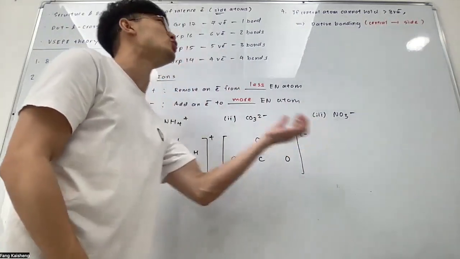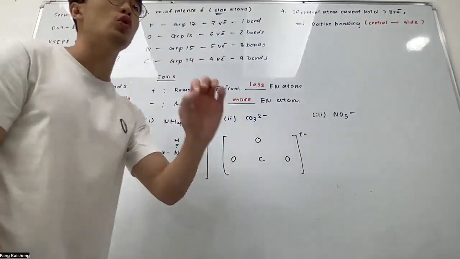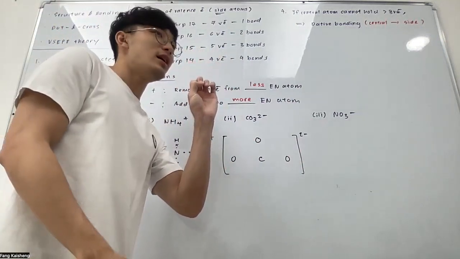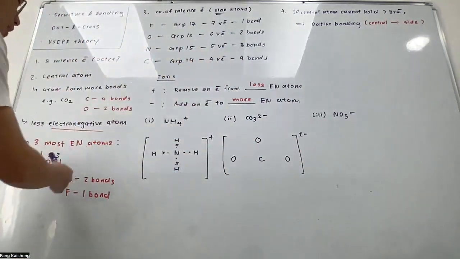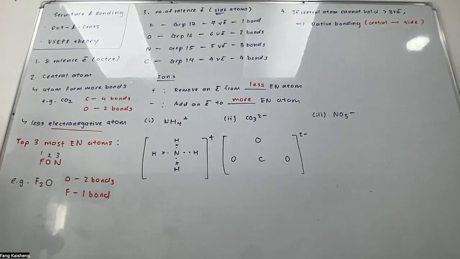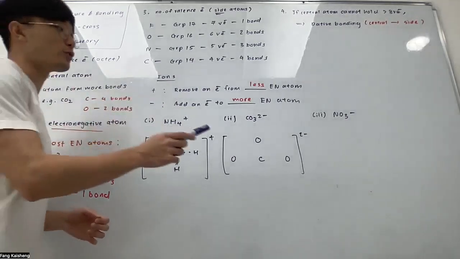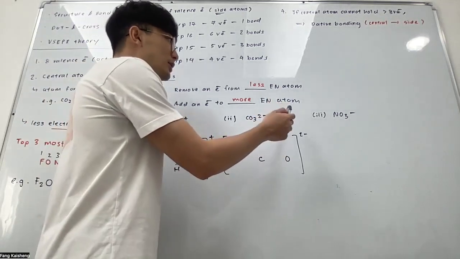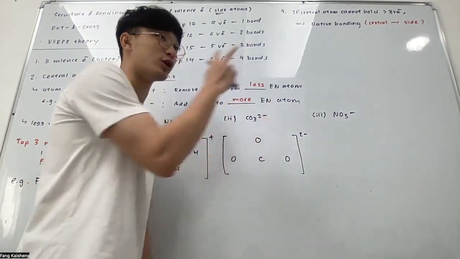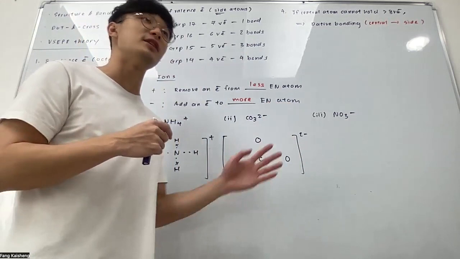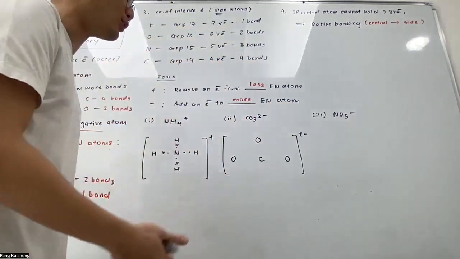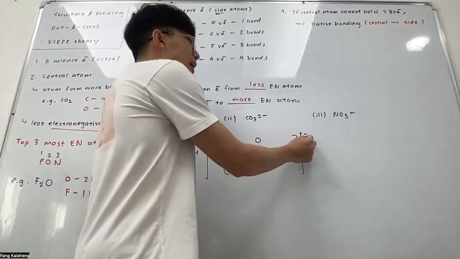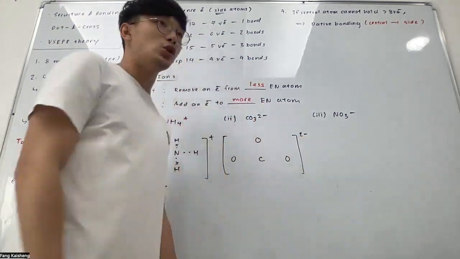Again, the minus charge means you must add an electron to who? Which is oxygen, right? Oxygen is more electronegative than carbon. But I give you two options. Do you add two electrons to one oxygen or split the two electrons evenly across two oxygens? Which option, the first or the second? Based on the notes, they also told you guys, you must split the electrons evenly across two oxygens.